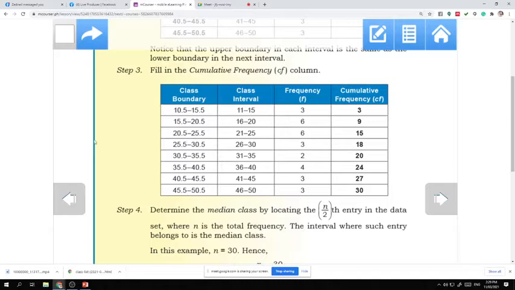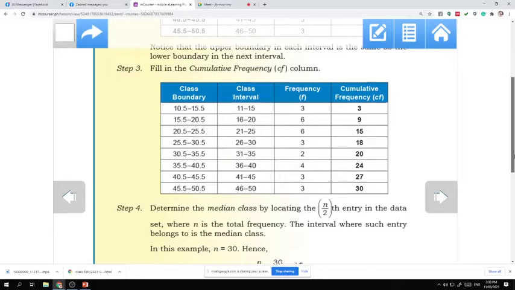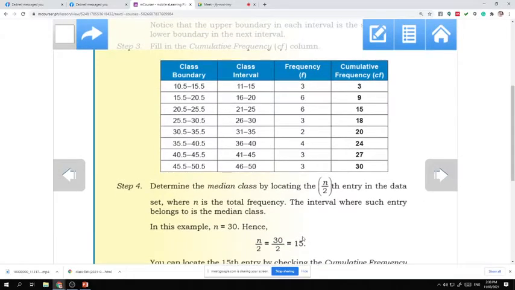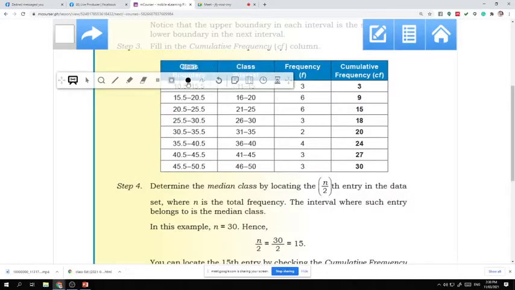Now, let's go to step number 4. Step number 4 is to determine the median class by locating n over 2. What is our n again, Section Galileo? 30. So what is 30 divided by 2? Okay, so I will be locating 15 in the CF. Sir, how do you do that? It's so simple.